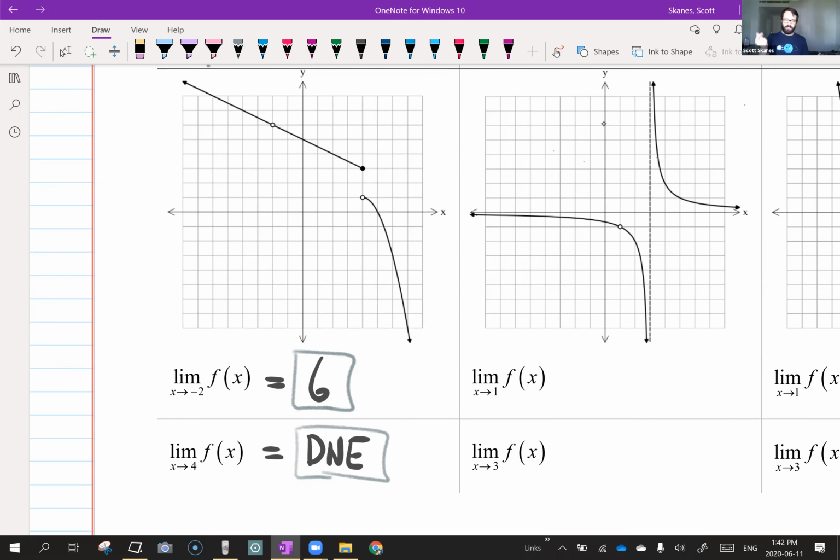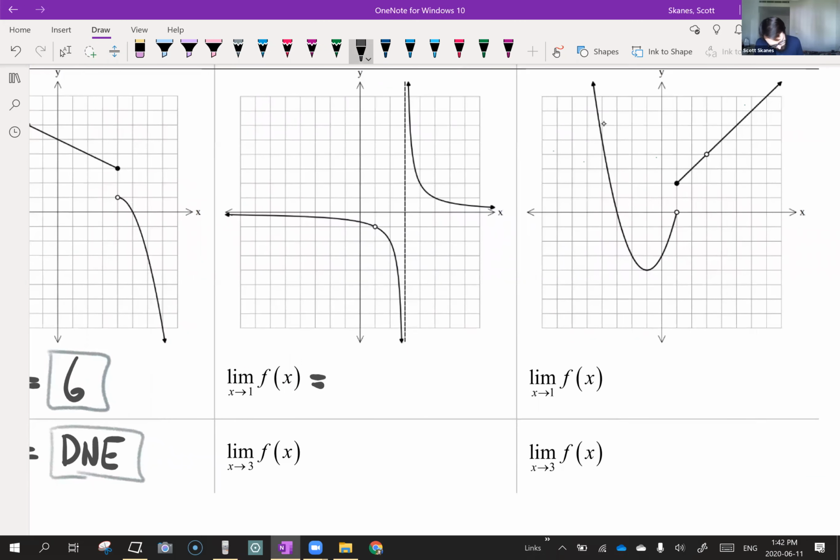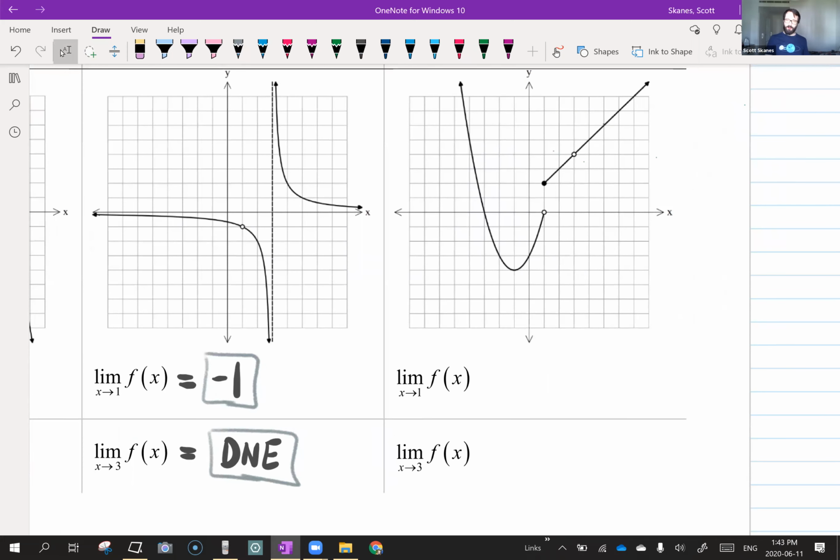Is it starting to click? Let's keep them going. This middle one, limit as x approaches 1. Left side says -1. Right side says -1. X equals 3. This one. Right side says infinity. Left side says -infinity. They can't agree, and so it doesn't exist. I hope this is becoming clear. That's why I put this here, so that you'd see so many that you go, oh, really?